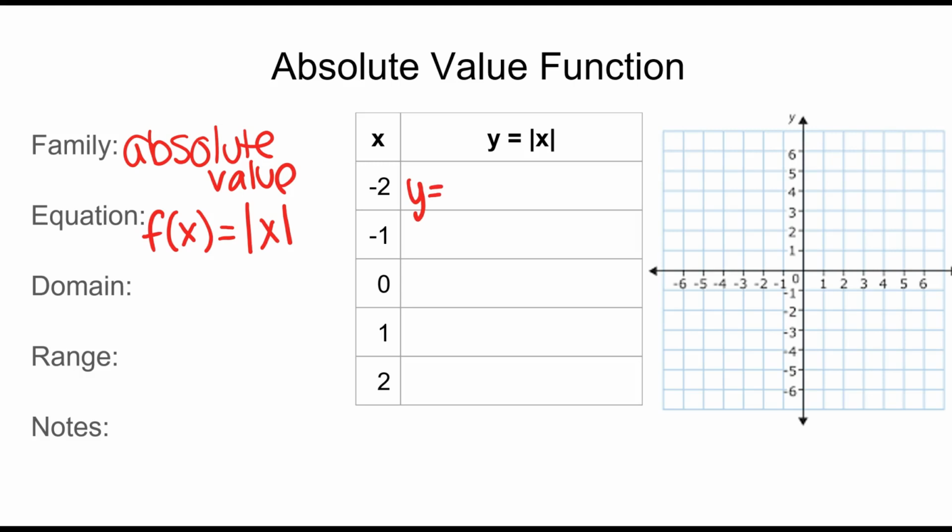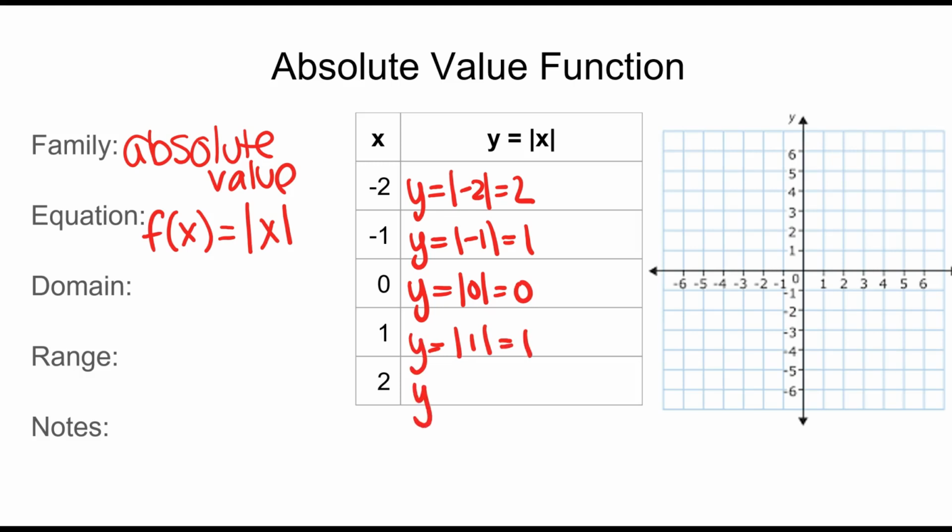So when we take the absolute value of -2, we get 2. Absolute value of -1, we get 1. 0 is 0 away from 0. 1 is 1 away. 2 is 2 away. So we'll graph those points. And now we're going to draw a V shape here. The absolute value is a V shape. So if you want to write that right away in your notes, you can do so.